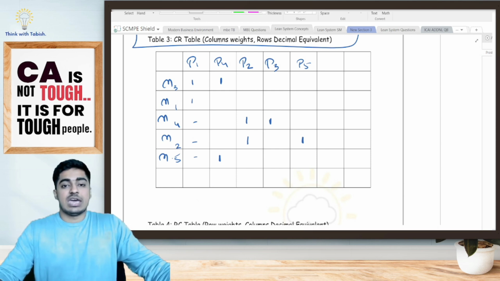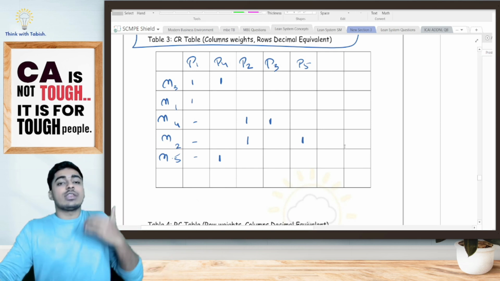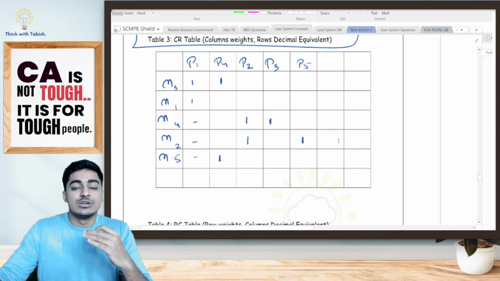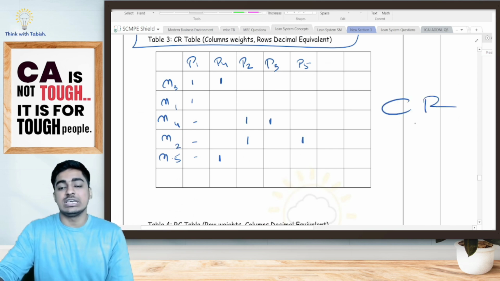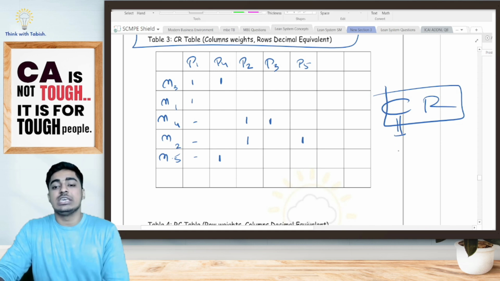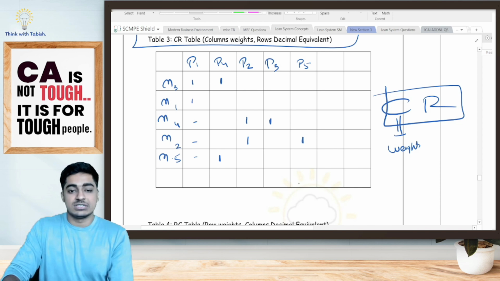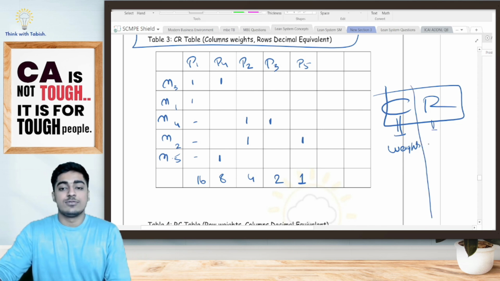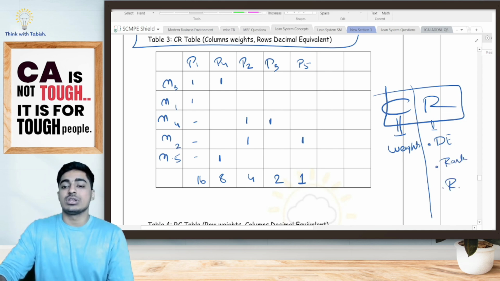Have you rearranged, students? So now we need to repeat the same thing. Which table is it, students? It is my third table. So CR table, RC table, again it is going to be my CR table. What is CR table telling? First, give weights to your columns. I will give weight to my columns, from last 1, 2, 4, 8, 16. Based on that, for your rows, do three things. First, calculate decimal equivalent, then give the rankings, then do your rearrangement.